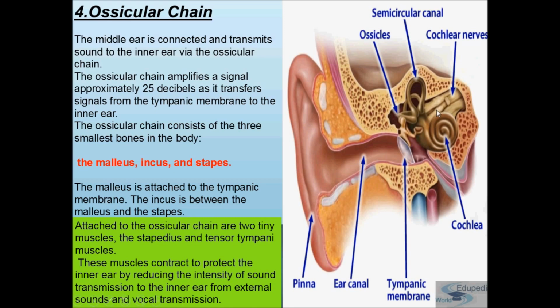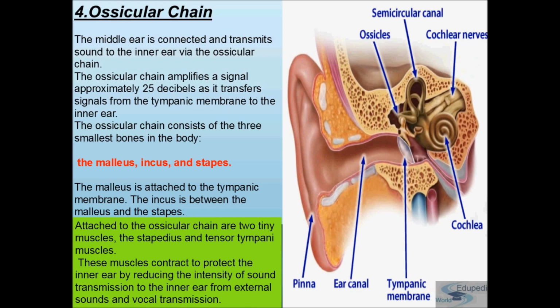Okay. Now the ossicular chain consists of three smallest bones: malleus, incus and stapes. But please note that these three bones are the smallest bones of the human body, but the stapes is the smallest bone of the body. Okay. So first is your malleus. The malleus is attached to the tympanic membrane. This is your tympanic membrane, or the eardrum. The malleus bone is attached to your eardrum, and the incus is somewhere between the stapes and the malleus. This is your incus.